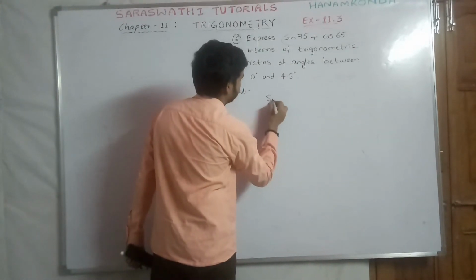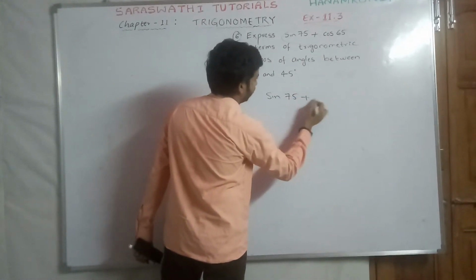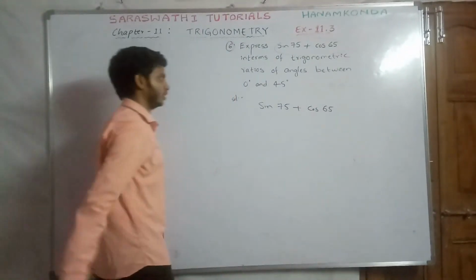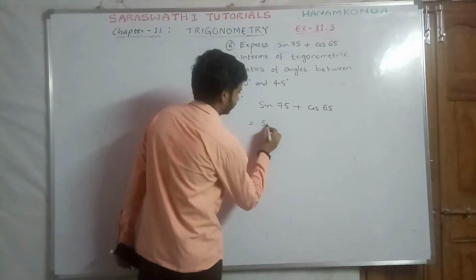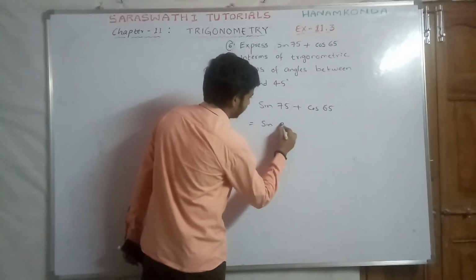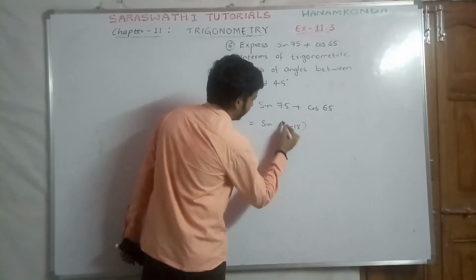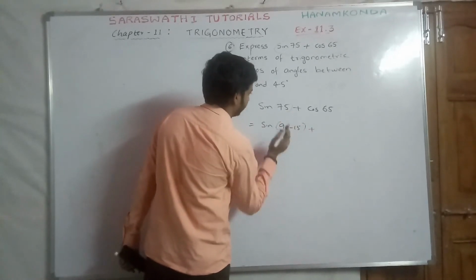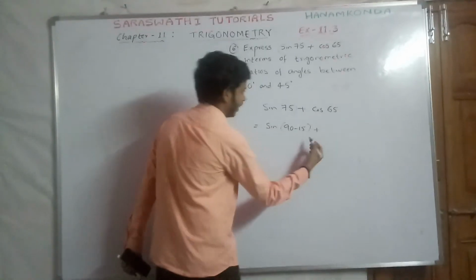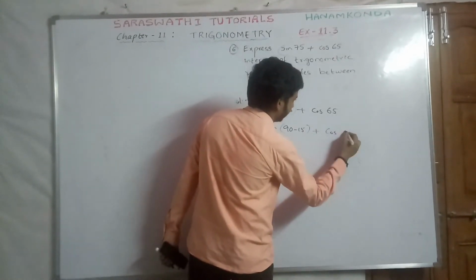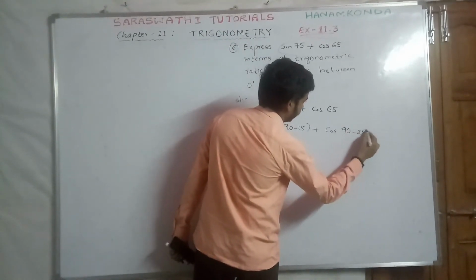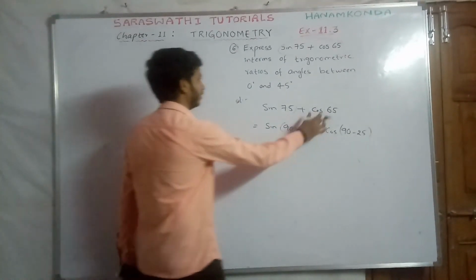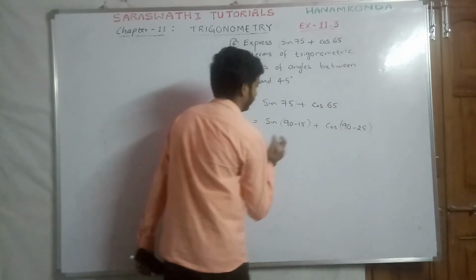Okay. So write sin 75 plus cos 65. Now sin 75: we can write 75 as 90 minus 15, since 90 minus 15 is 75. So sin 75 is written as sin of (90 minus 15). Now cos 65 can be written as cos of (90 minus 25), since 90 minus 25 equals 65.